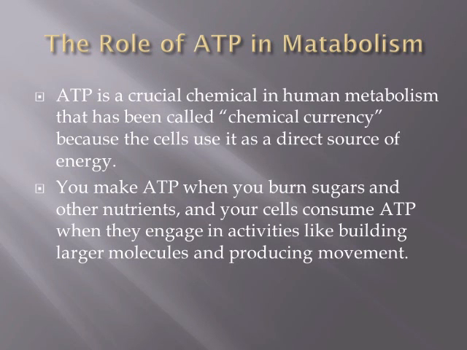The role of ATP in metabolism. ATP is a crucial chemical in human metabolism that has been called chemical currency because the cells use it as a direct source of energy. You make ATP when you burn sugars and other nutrients, and your cells consume ATP when they engage in activities like building larger molecules and producing movement.